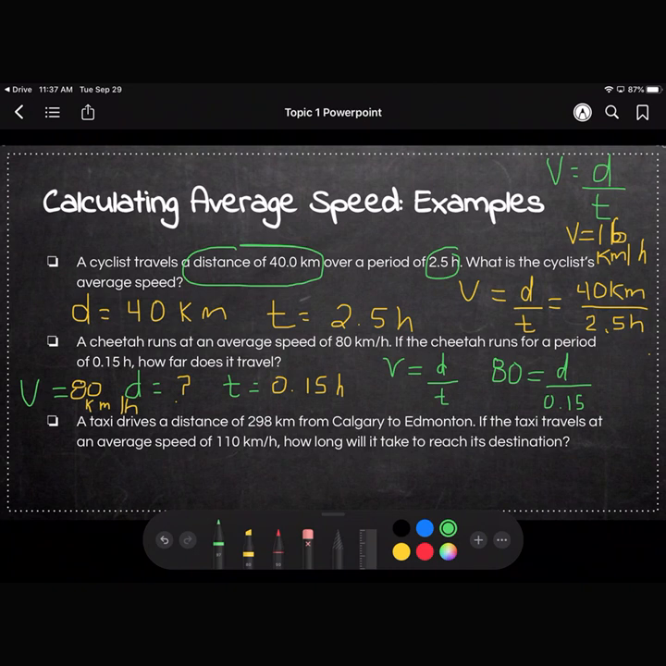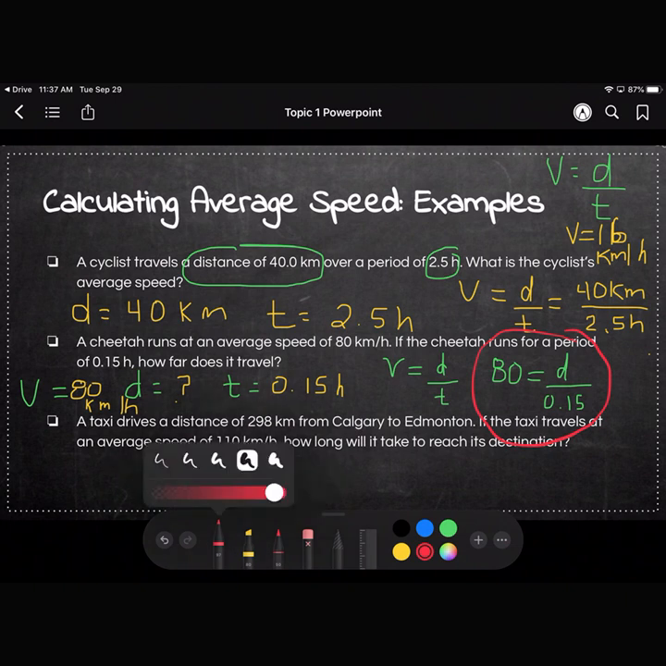I'm not going to write the units there because I don't want to confuse it. Okay, so how do we solve that? How do we figure this out? This is what we're doing right now. We need to figure out 80 is equal to D over 0.15. How do we get the answer?